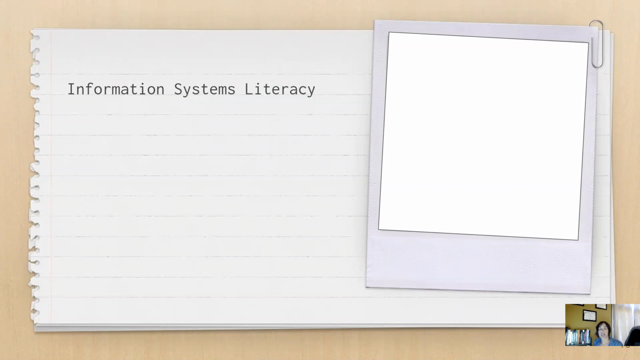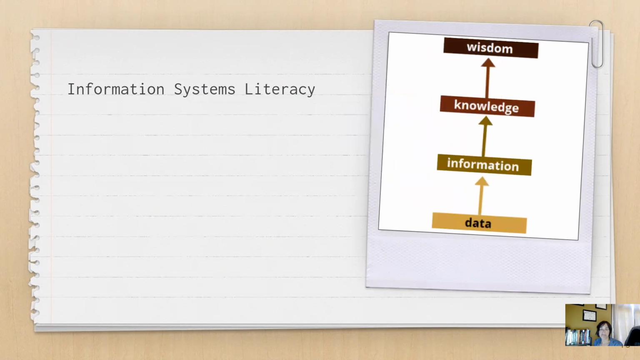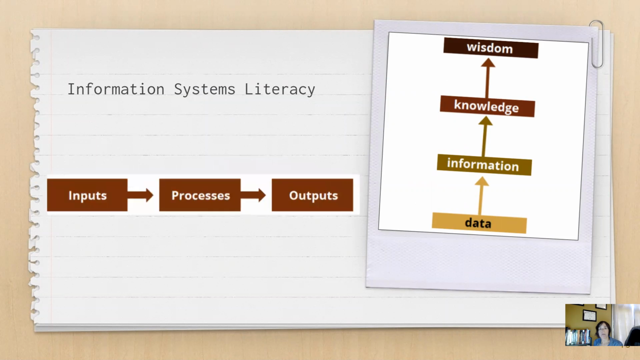Information systems are complex and varied. There are two aspects of information system literacy that you can use in any situation in which data is collected: the data information hierarchy and the components of information systems. Both of these will be discussed in greater depth in other presentations and modules in the course.